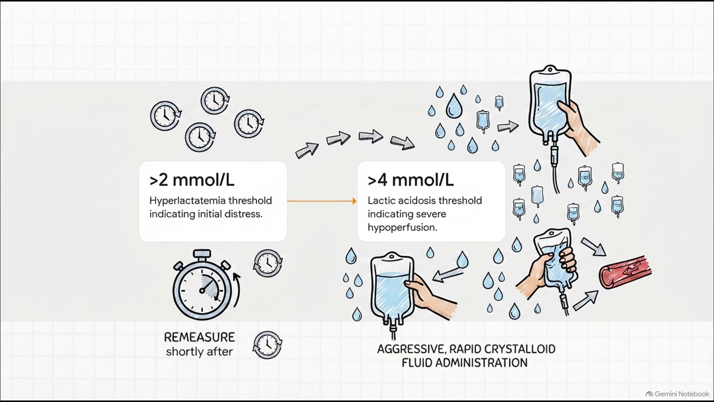Under guidelines like the Surviving Sepsis Campaign, if a patient's initial lactate comes back greater than 2, it triggers immediate protocols, which requires the clinical team to remeasure it shortly after just to track the trend. But if the lactate hits 4 millimoles per liter or higher, it mandates aggressive, rapid crystalloid fluid administration, typically 30 milliliters per kilogram. So the physician's resuscitation efforts are directly tied to these lab results as they desperately try to restore perfusion and flush out that systemic acid buildup.